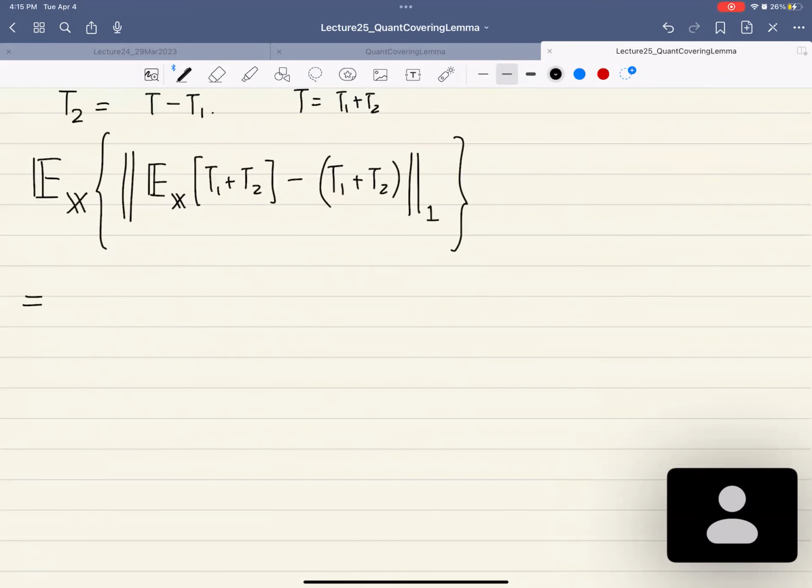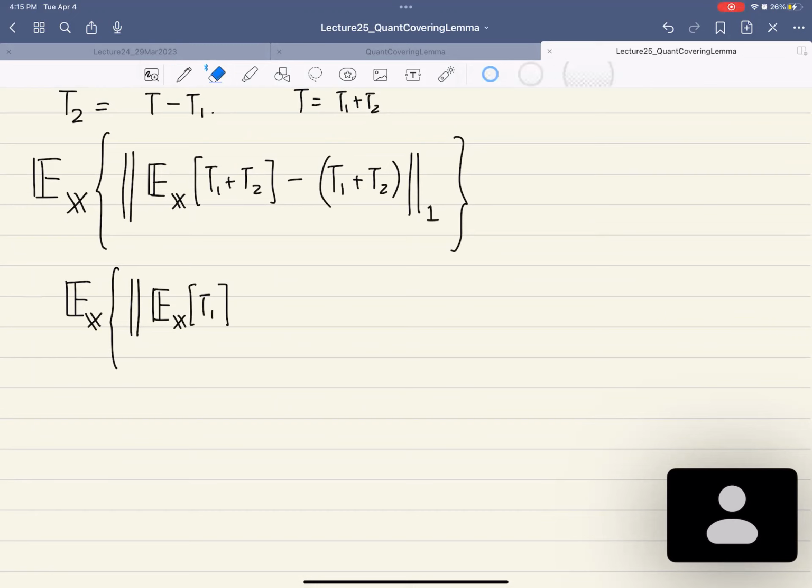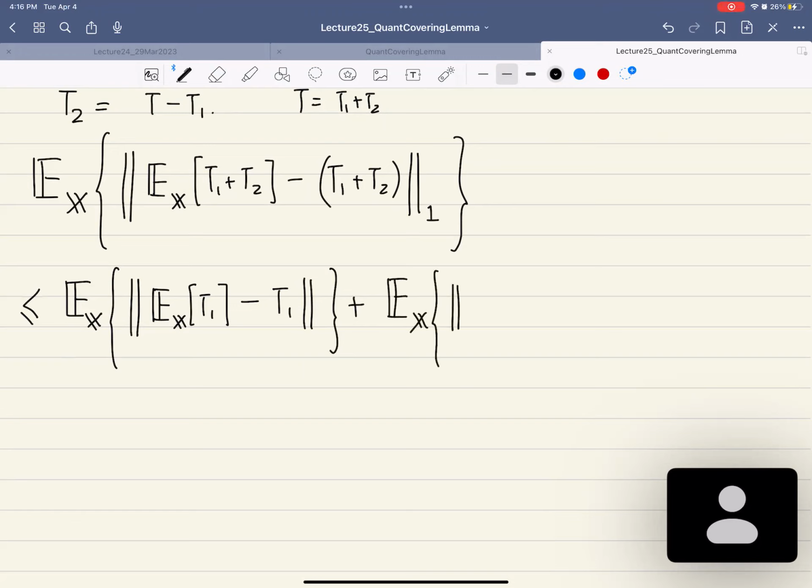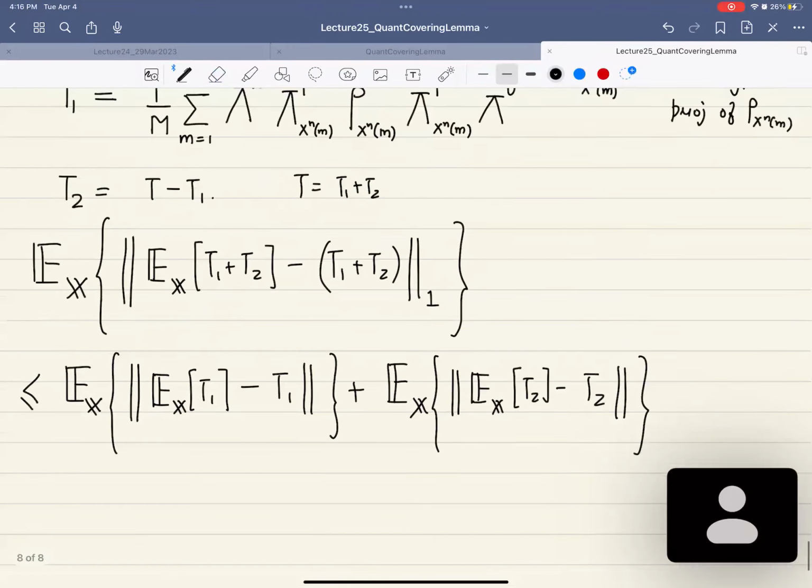So I look at the following: the expected value of X, T1 minus T1, plus the triangular inequality. There might have to be a different split, but it doesn't matter. You can figure it out. It's not too big. I think maybe we'll need some more mass here.